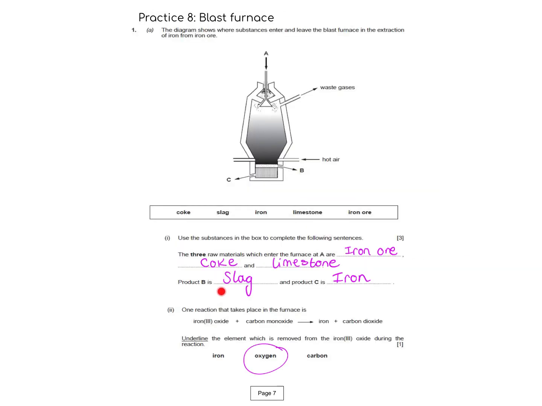Looking at the blast furnace then, the 3 raw materials of the blast furnace, you had to pick them from here. So you've got iron ore, coke, and limestone. Product B, because slag always comes out on top. And then C would be the actual iron, which is what you're trying to make in the blast furnace. Underline the element that was removed from iron oxide, which would be oxygen.